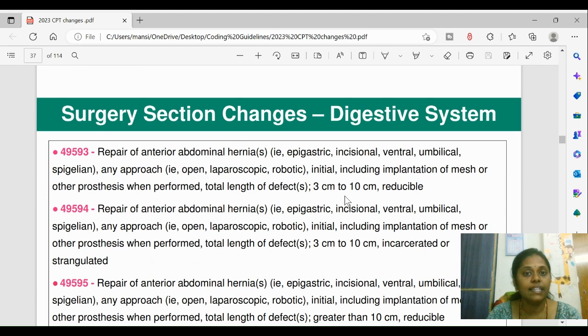Okay, then here length is increased. See, everything is same from repair till when performed, except for length. There it is less than 3 centimeters, here it is 3 to 10 centimeters. Reducible, here incarcerated or strangulated. You're getting my point. 49593 is any type of anterior abdominal hernia, initial, with a length of defect 3 to 10 centimeters, reducible. If it is 3 to 10 centimeters incarcerated or strangulated, then we'll give 49594. Okay, these are all initial hernias.